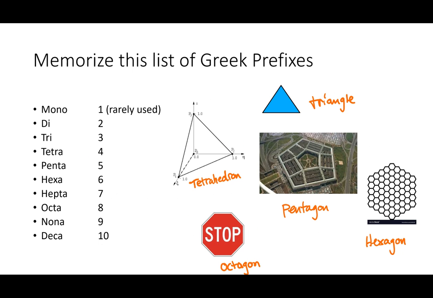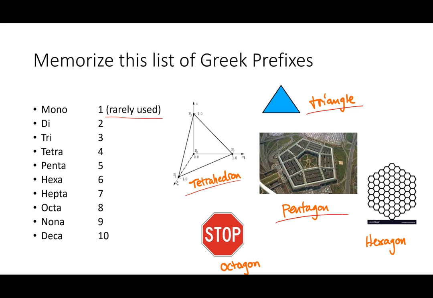Okay. I'd like you to memorize this list of Greek prefixes to help us name these compounds. Let's go over this together. It's pretty simple. You will recognize many of these. Okay, mono means one, and it's rarely used. Okay, and you'll see why. Di means two. Tri means three, such as triangle or tricycle. Tetra means four, such as tetrahedron, meaning a four-sided object.